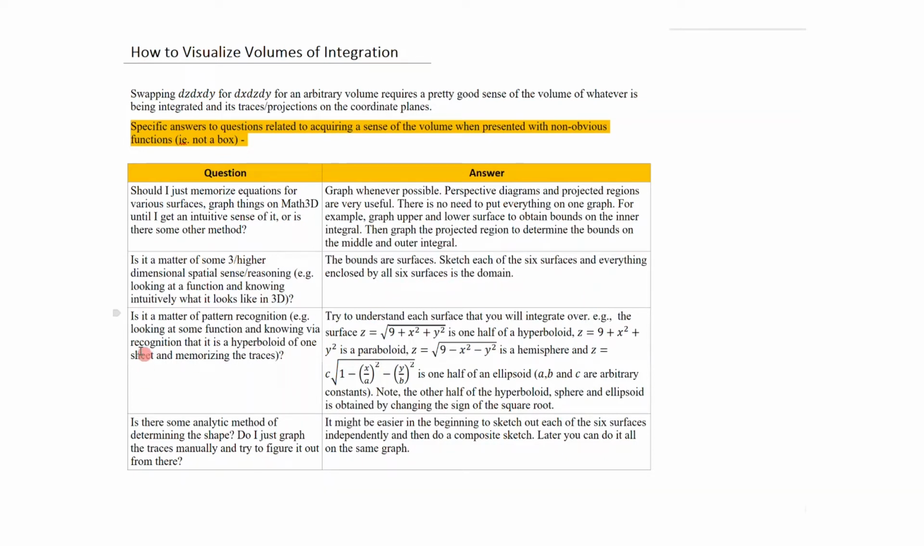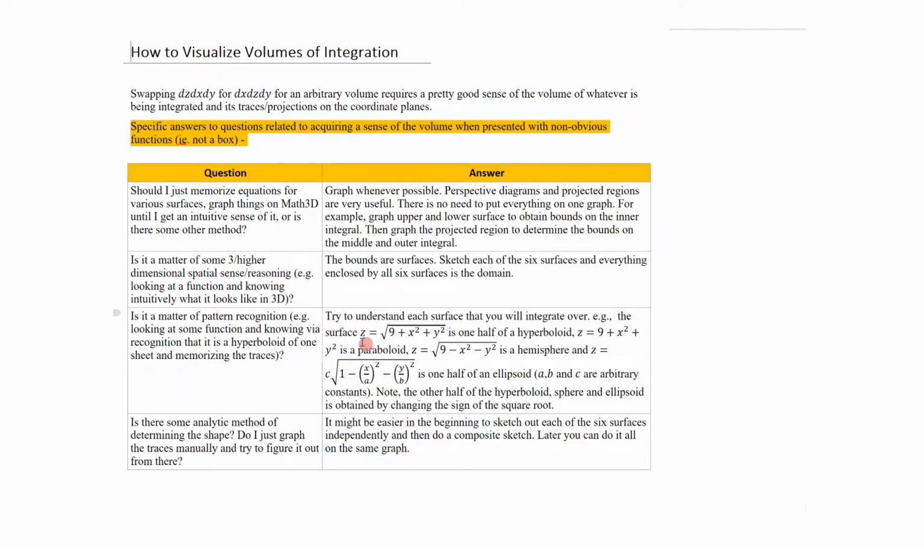Third question that has come up quite often is, is it a matter of pattern recognition? For example, looking at some function and knowing via recognition that it is a hyperboloid of one sheet and memorizing the traces. The answer to this is, well, we typically have simple surfaces: quadratic surfaces, hyperboloids, ellipsoids, spheres, paraboloids, things of that nature. So the first thing is to try to understand each surface that you'll integrate.